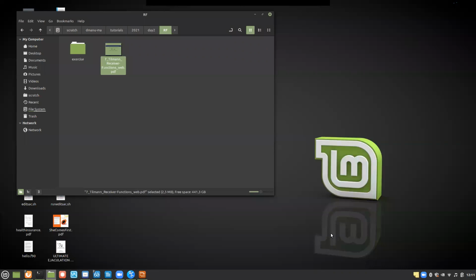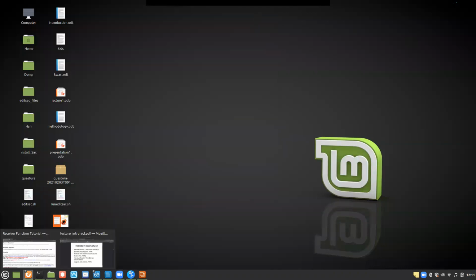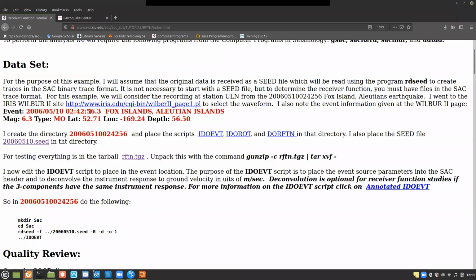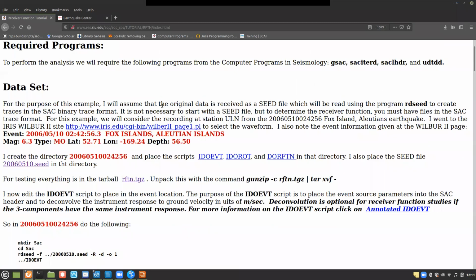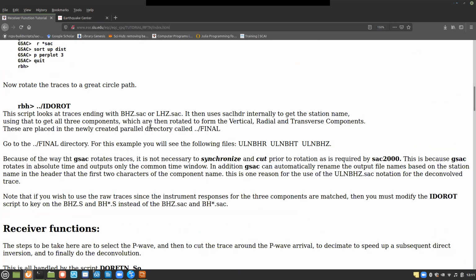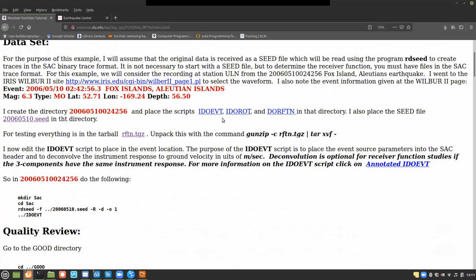If we look at this program, it allows you to do this receiver function analysis. There are some things here, and I think this code is mostly divided into three parts. The first is, I think, event.